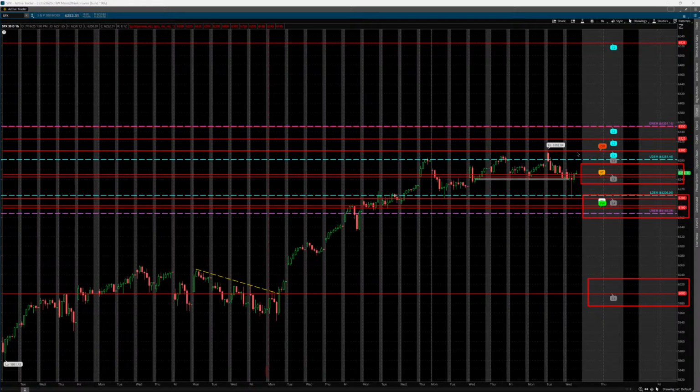And then finally, the call wall is at 6,300. That's the strike that acted as resistance again yesterday. And that's the strike with the largest net positive gamma and can act as resistance, and it definitely did its job yesterday.